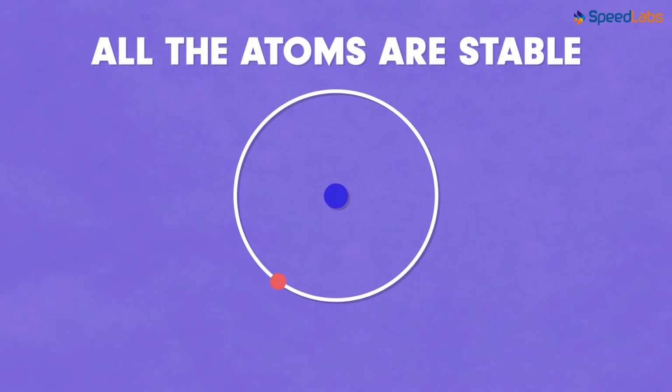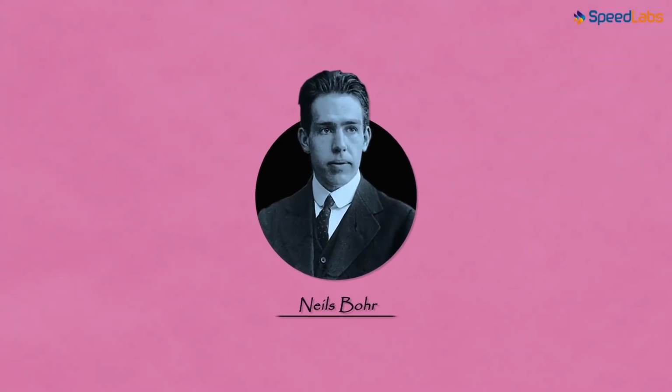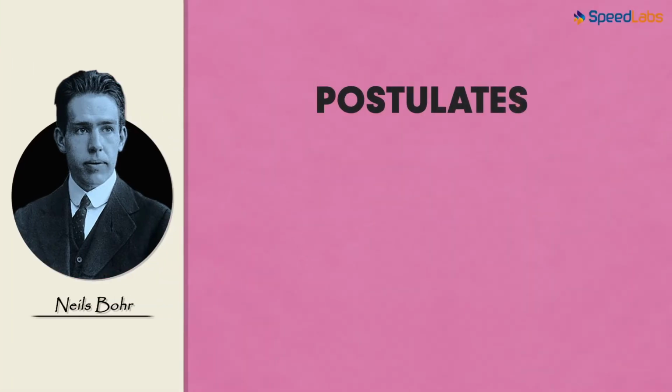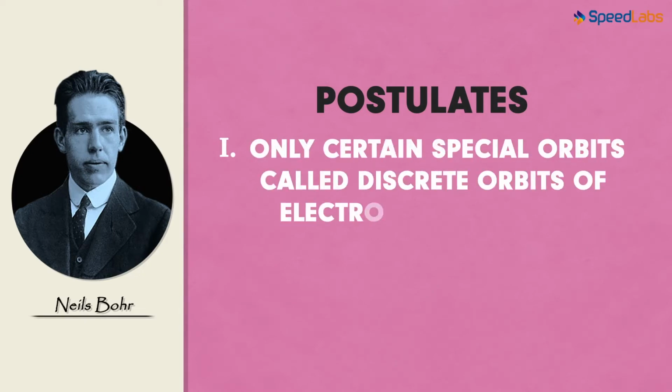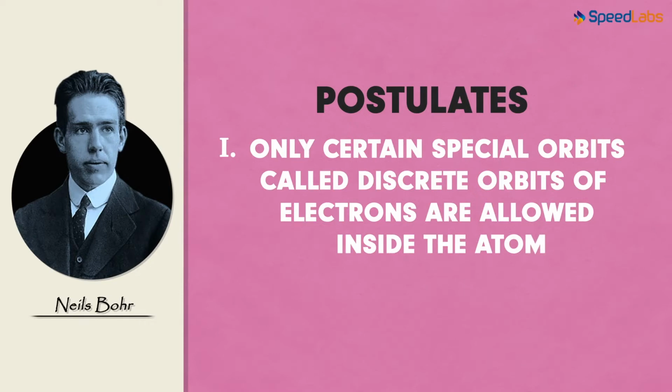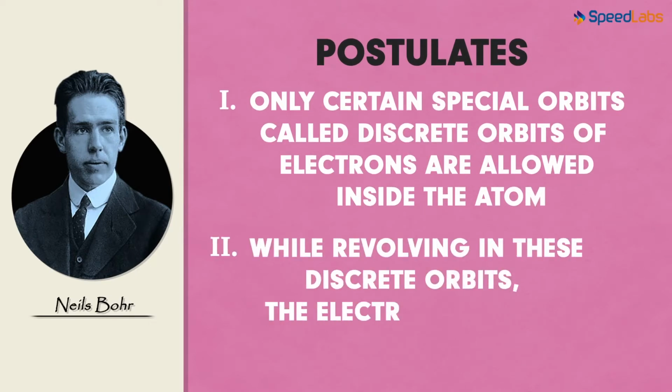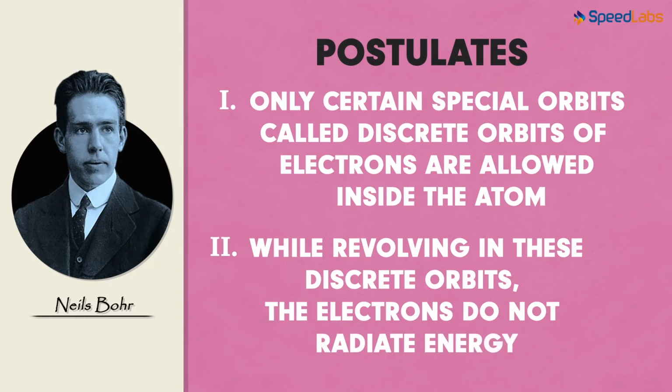These were made by the next legendary scientist in our list called Niels Bohr. He made a few additional explanations to describe the atomic structure. The postulates put forward by Niels Bohr were as follows. Firstly, only certain special orbits called discrete orbits of electrons are allowed inside the atom. Secondly, while revolving in these discrete orbits, the electrons do not radiate energy. Now these points definitely tell us why an atom is so stable.